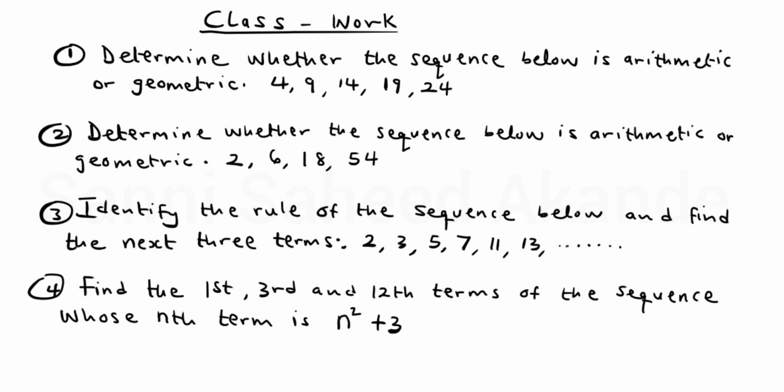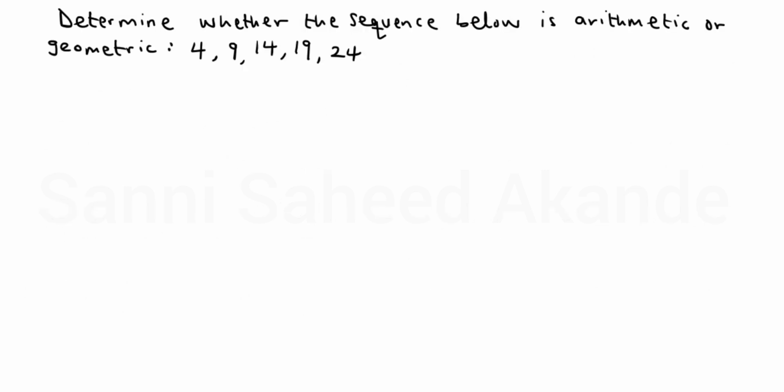All right, so let's continue. Now the question says, determine whether the sequence below is arithmetic or geometric. Solution. So we have 4, 9, 14, 19, and 24. Now let's test for arithmetic first. So we are going to find the differences between the terms.